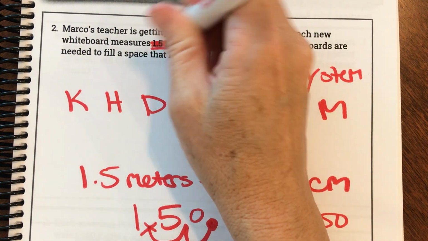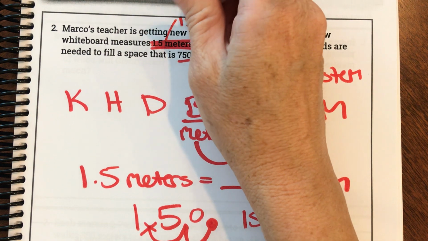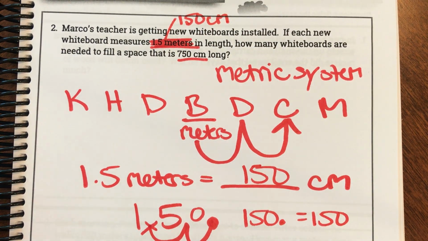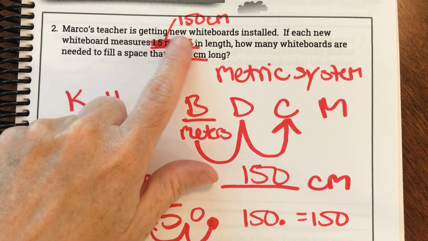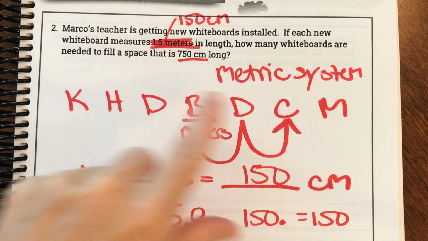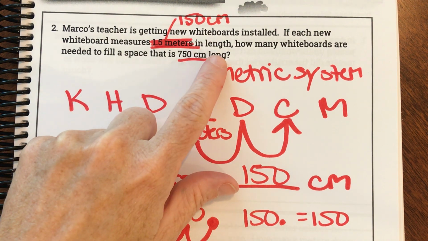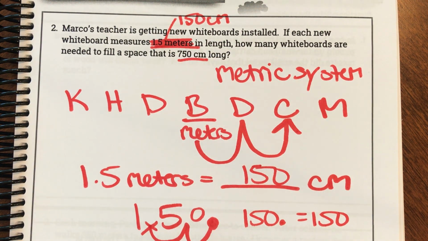Let's now cross this off. It'll be much easier now that they have the same measurement. So now let's look at this. Marco's teacher is getting new whiteboards installed. If each new whiteboard measures 150 centimeters in length, how many whiteboards are needed to fill a space that is 750 centimeters long?